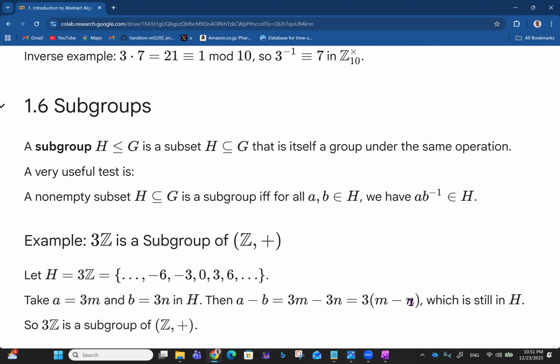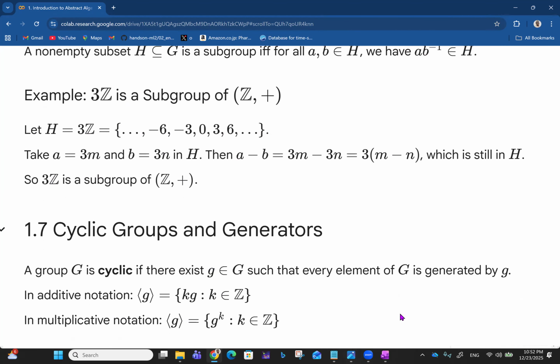As far as M and N are in H, so M and N are also multiples of 3, right? So as far as M minus N is in H, so 3 into M minus N is also in H. So we can say 3Z is a subgroup of Z under addition. So 3Z is a subgroup of Z under addition. That's what this has shown us. Of course, we're still going to talk about subgroups deeply later, so not to worry.